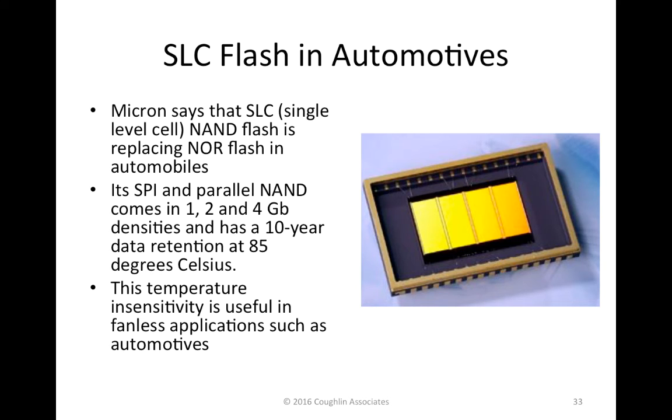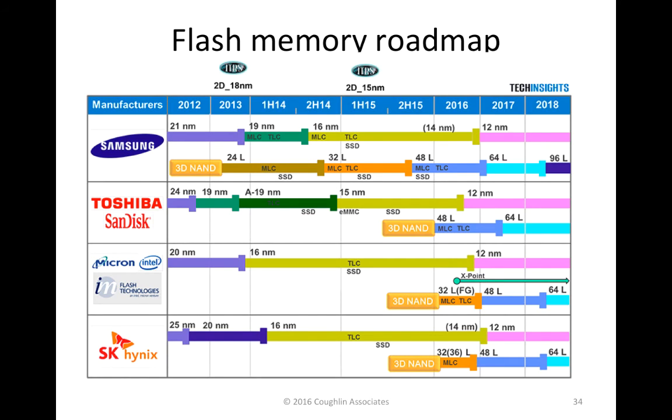Also very useful in fanless applications, which are common in automobiles. Now, here's a version of a roadmap for flash memory. This shows the lithographic stuff normally shown in the ITRS roadmap, but also shows the move from planar flash to 3D flash. Samsung, of course, started that trend back in 2013 with products starting to ship in 2014 and 15.